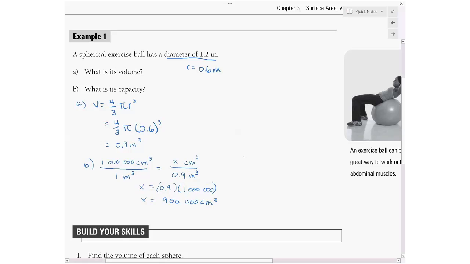Well, now we've got to change that to liters. So 1,000 cubic centimeters over 1 liter is equal to, well, we have 900,000 cubic centimeters, and we want to know how many liters that is. So that's going to be 900,000 divided by 1,000, and that's just going to be 900 liters. So there's our capacity. And 0.9 meters cubed, oh, that's a really bad box, that is our volume.